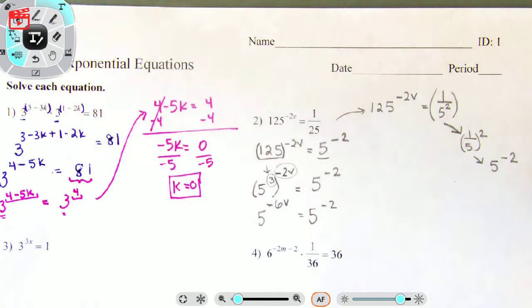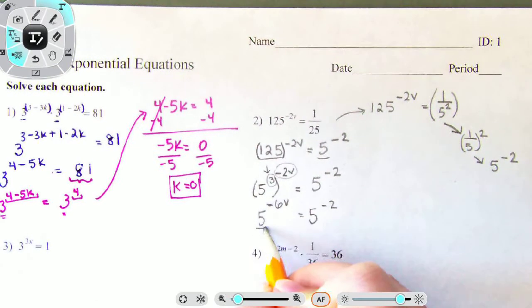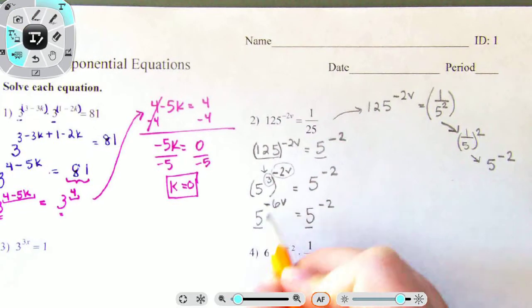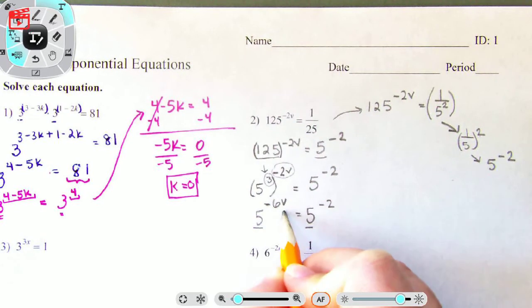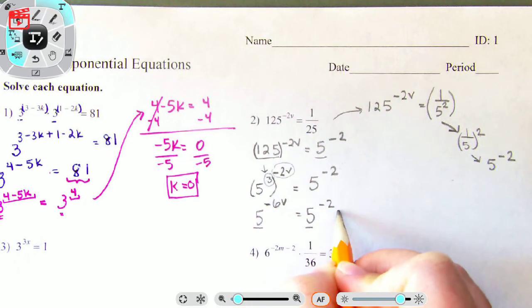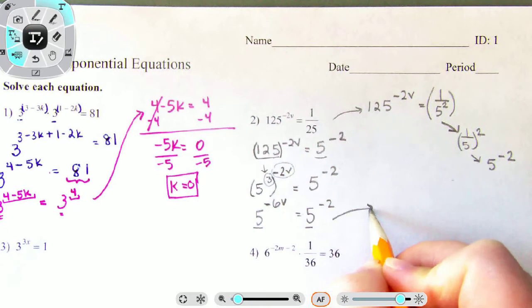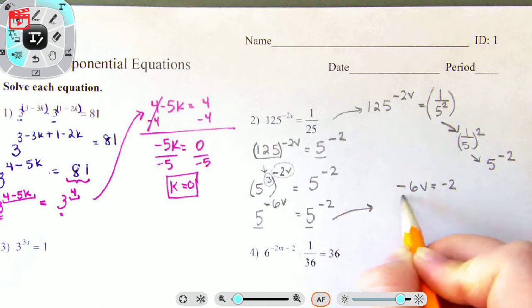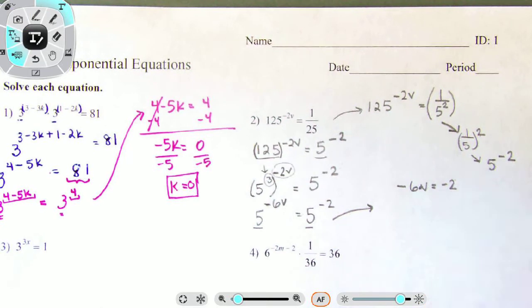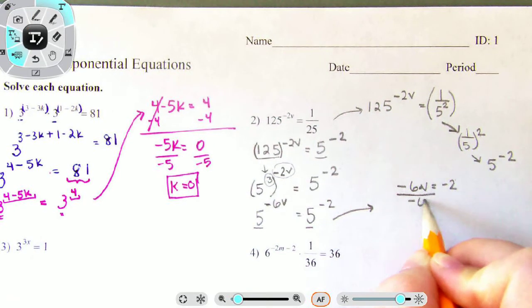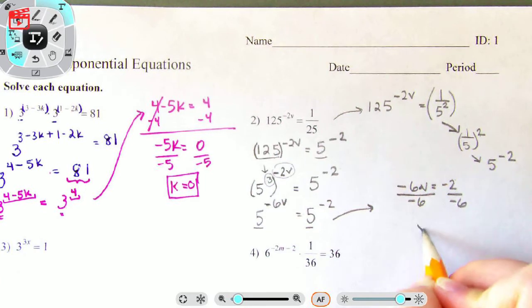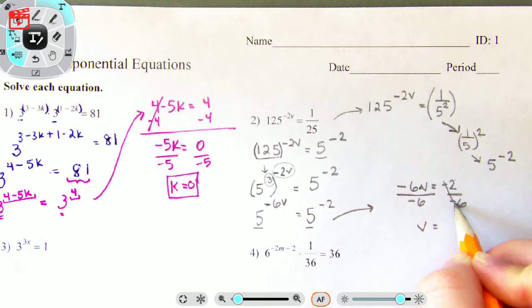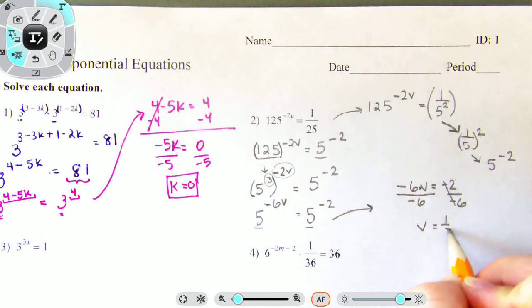So now I can do my one-to-one. Since I have a 5 as a base and a 5 as a base, I have a base raised to an exponent equal to a base raised to an exponent. So that means I have negative 6v equal to negative 2. How are these attached? By multiplication. How do we undo it? By division. So I have v is equal to, these cross out, 1/3.